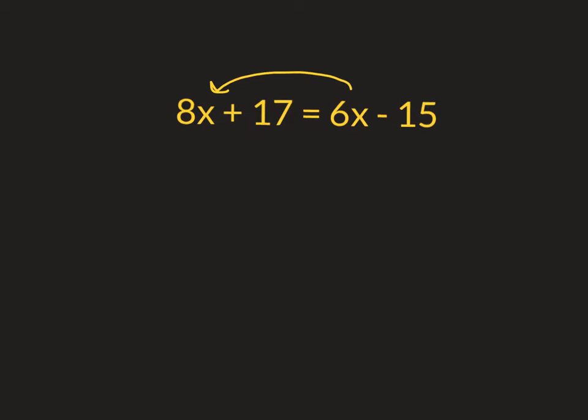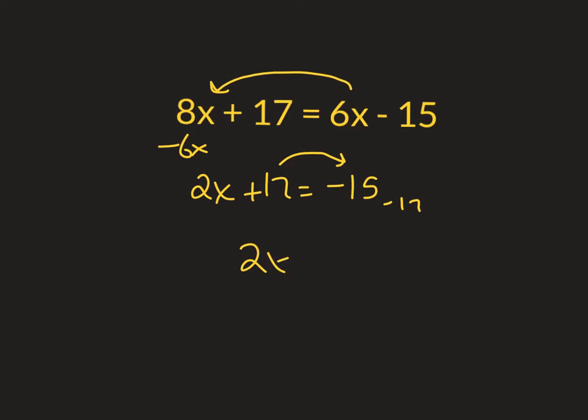Like I'm going to take the 6x across. So when I do that, it obviously becomes negative 6x. So when I subtract that, I get 2x, still have the 17, still have the negative 15 over here. And now I'm going to take the 17 across. When I do that, the 17 becomes a minus 17. So I have a 2x. And if I add the negative 15 and negative 17, you get a negative 32. You would divide by the 2 on both sides, and you get negative 16.